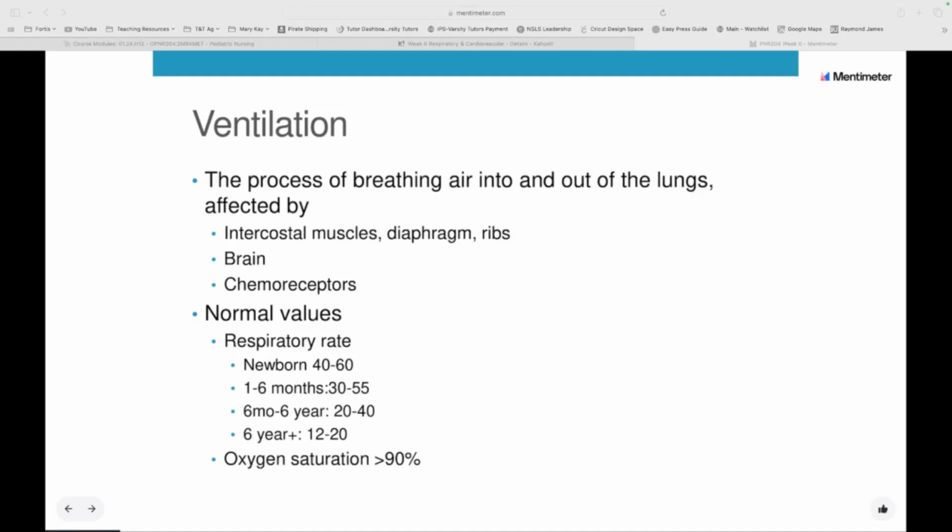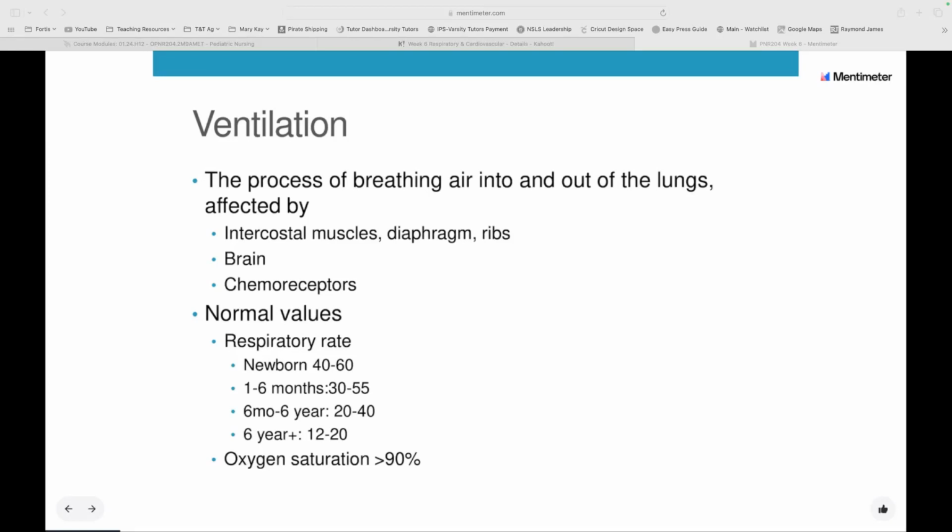So our lungs start developing during the fetal process, and at about 24 weeks gestation, we begin to produce surfactant. And that is a chemical that keeps our alveoli from completely collapsing. So it allows them to open back up.